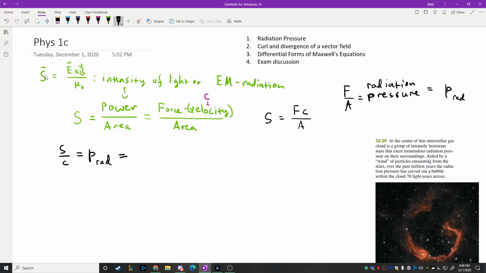And we had said that S was equal to E cross B over mu naught, so in terms of the magnitude of S, it would just be E times B divided by mu naught, and now we just divide by c. And this gives us the radiation pressure.